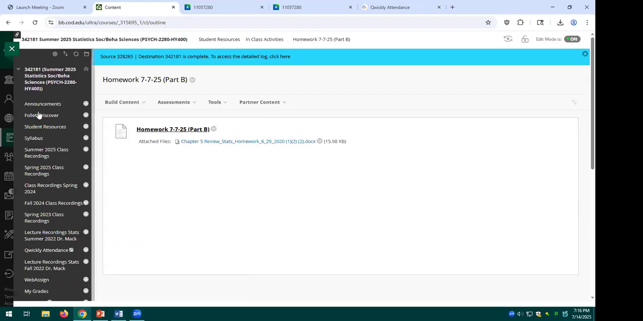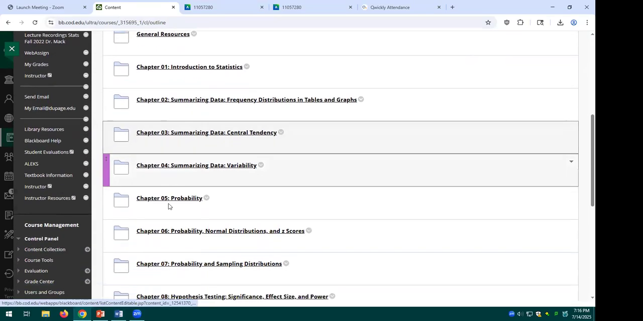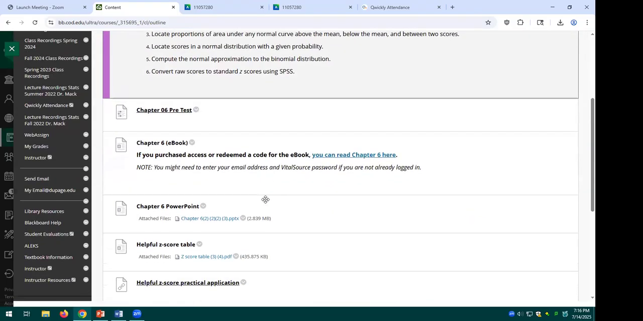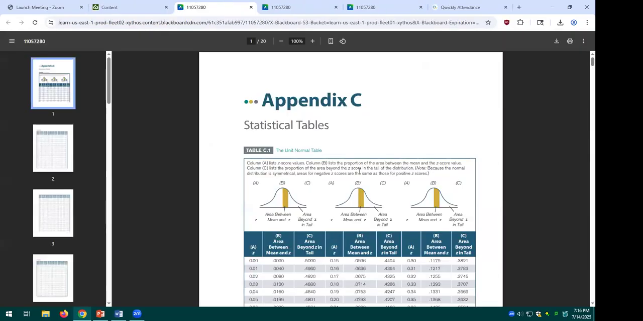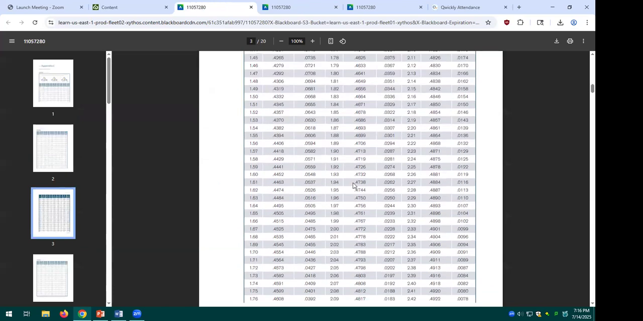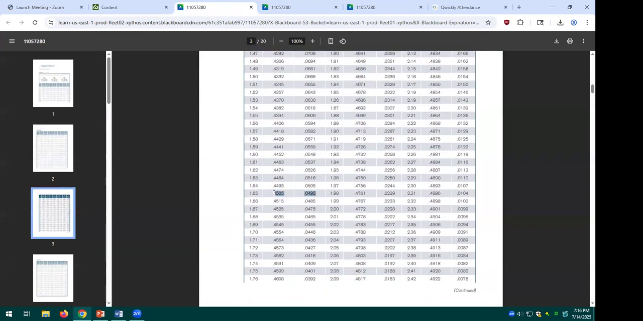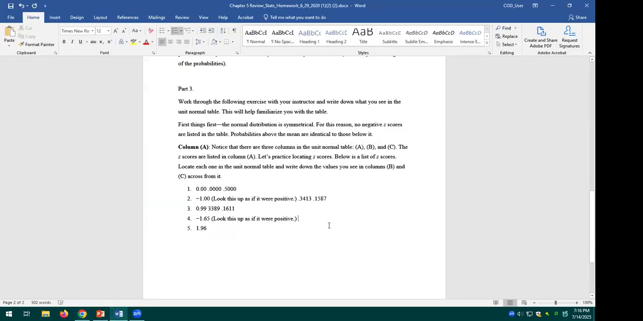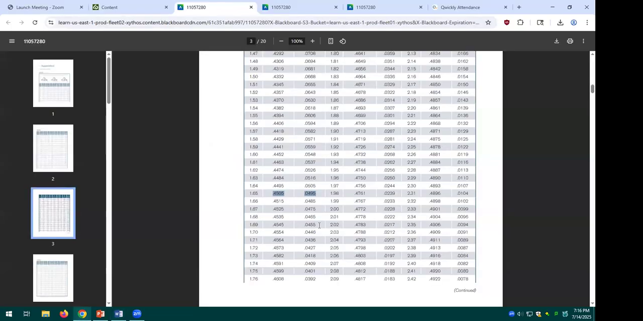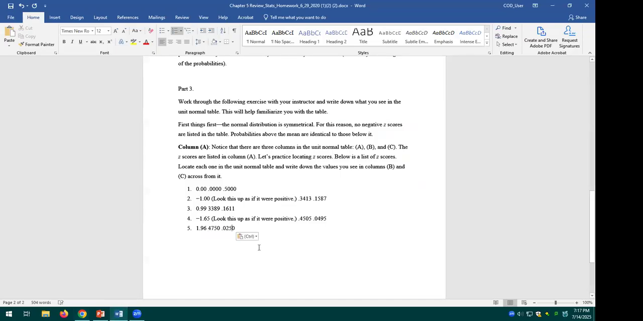So 1.65, if we go back to our Z table, is right here, and it would be these two, which I think Justin had just pointed out. And then 1.96 would be right here, and it'd be these two. We're just listing the scores, just getting your feet wet with the Z table. That is the rest of that worksheet.